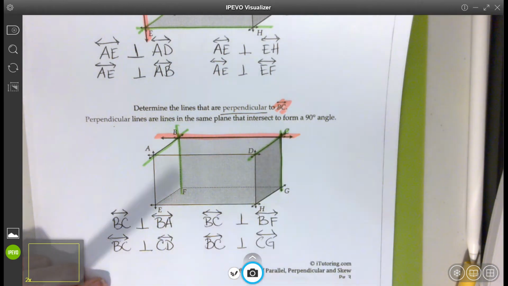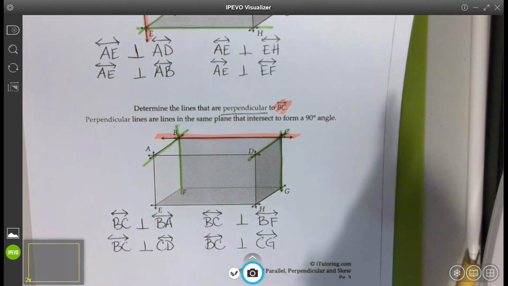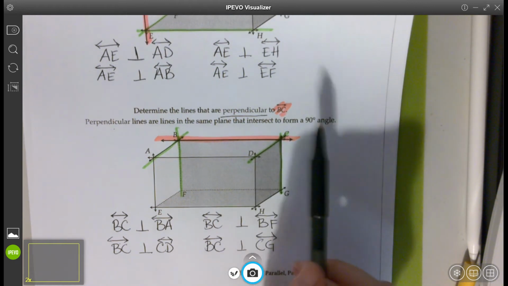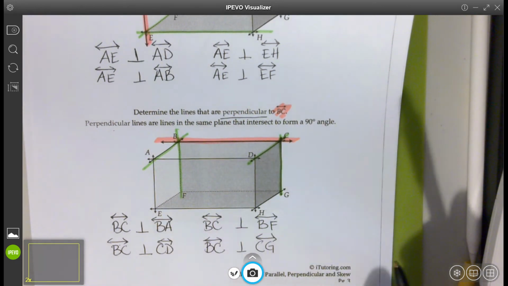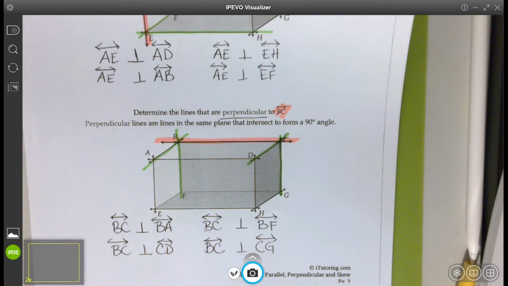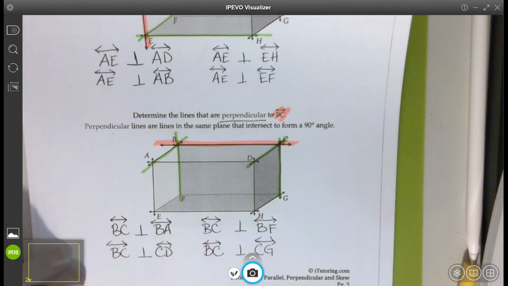I hope you noticed when we were creating these pairs that the second line in green had either the letter B or C in our answers, because again, they should be intersecting, so they should be touching a point on that line. All right, let's go to our next example.